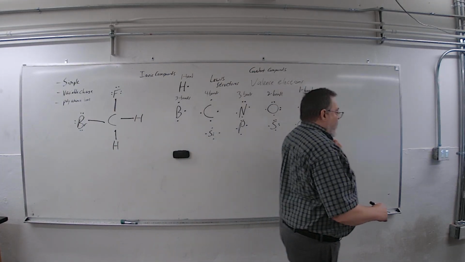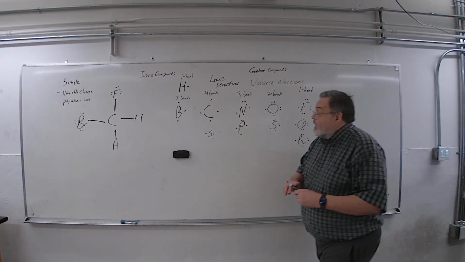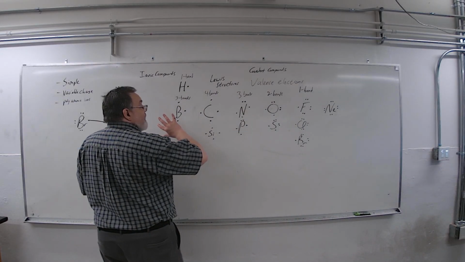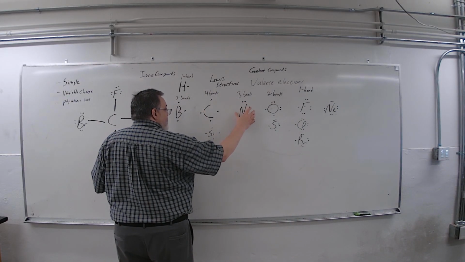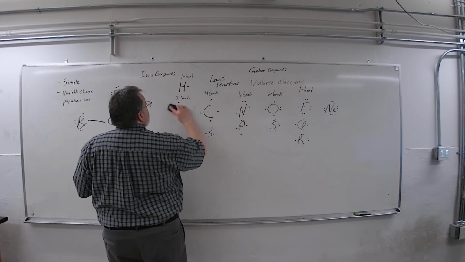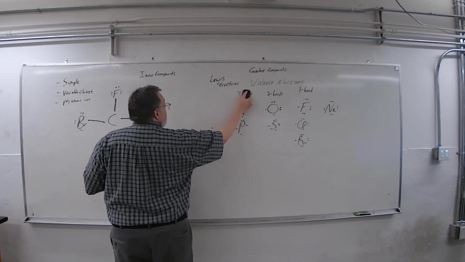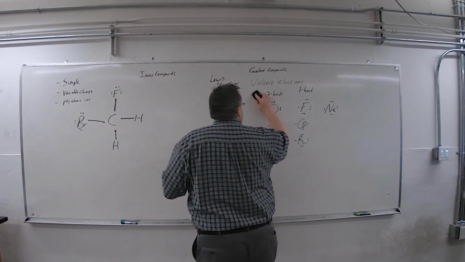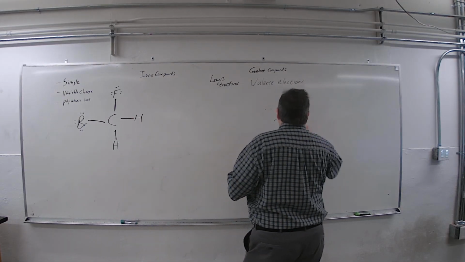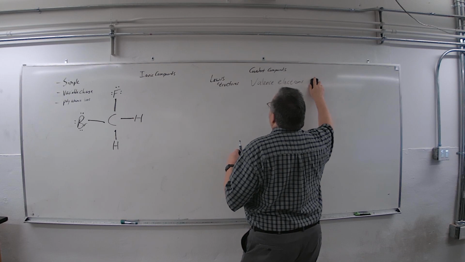I have that in the PowerPoint. But you can quickly find out how many lone pairs and how many single electrons something has by going through that little valence bond Lewis structure game.